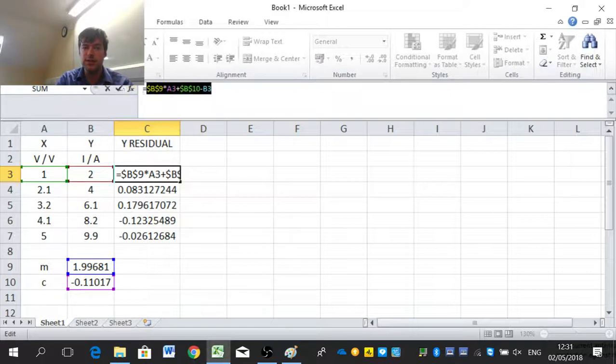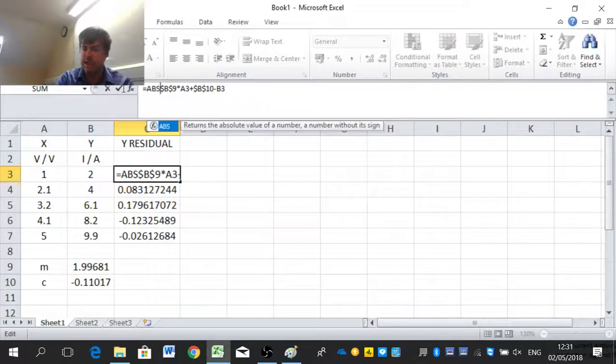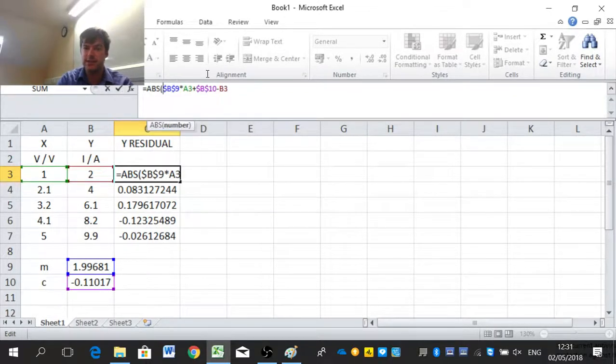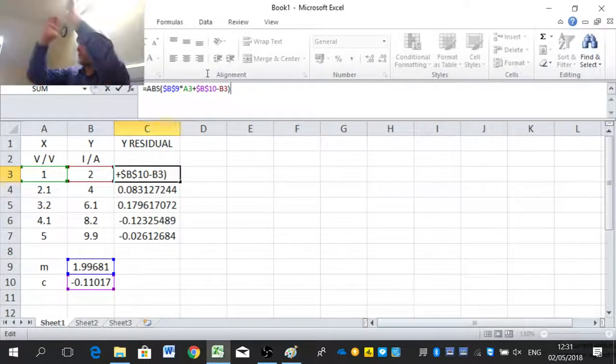So what you do is around this you type in ABS, bracket. This is like the vertical lines that you have in maths class. Capital ABS again. Yeah? Is this okay? So I'll type that in.